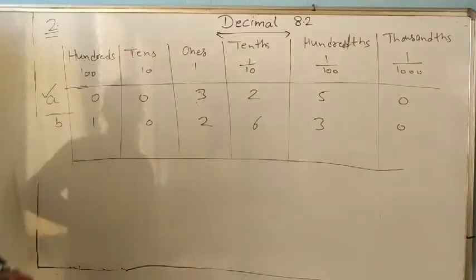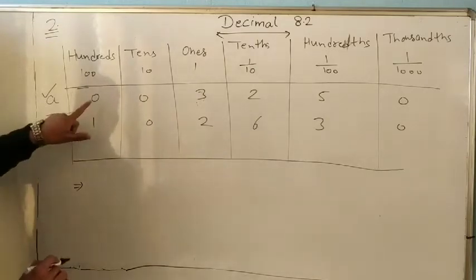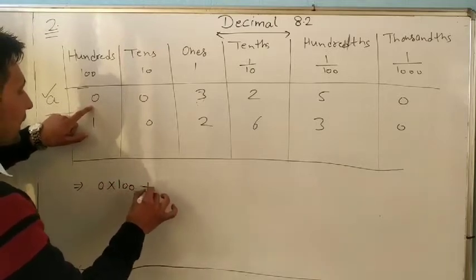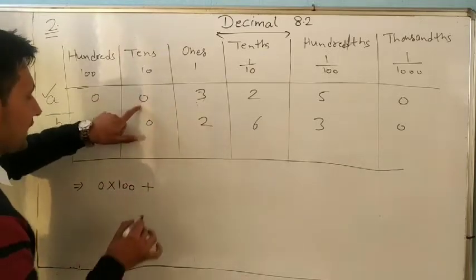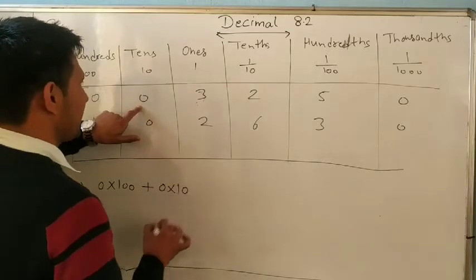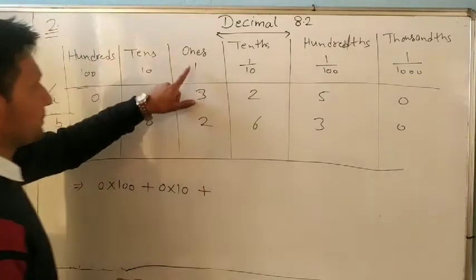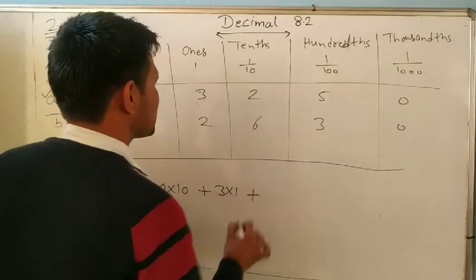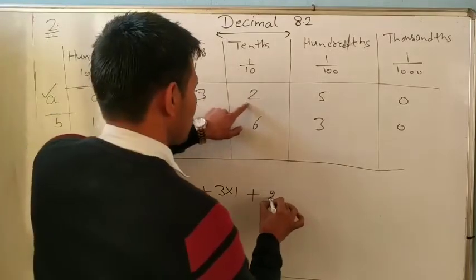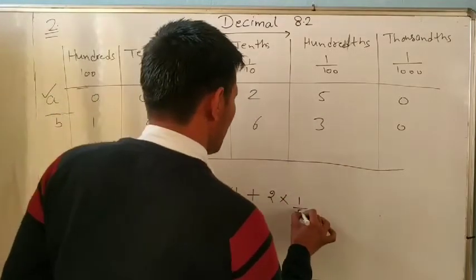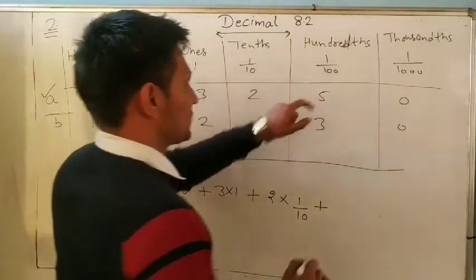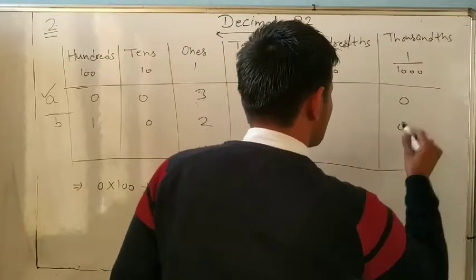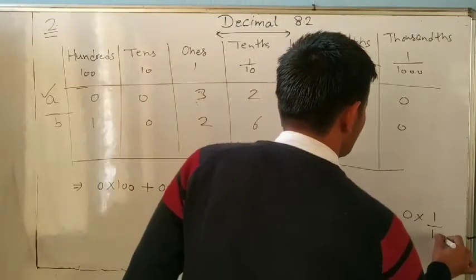So always remember how to write. What is the place value of 100? 0, 0 into 100. Now plus the tens value. Place value of tens is 0, 0 multiply 10. Plus what is the place value of ones? 3 into 1. Plus place value of tenth, 2. So 2 multiply tenth, meaning 1 upon 10. Plus place value of hundredth, 5, multiply 1 by 100. Plus thousandth is 0.